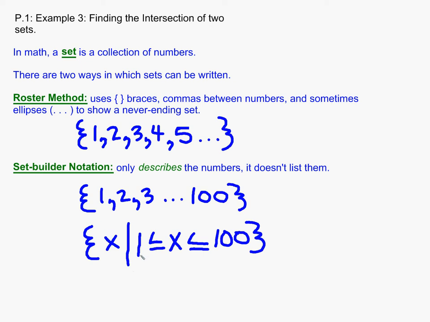Now you'll notice that, again, set builder notation describes the numbers in the set, whereas the roster method lists all the numbers in the set. Later on in the chapter we'll go into more of set builder notation, but for now we're going to look at finding the intersection of two sets, and that's part B of this video.